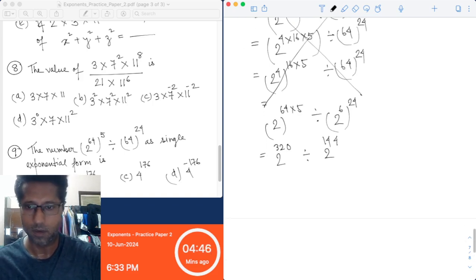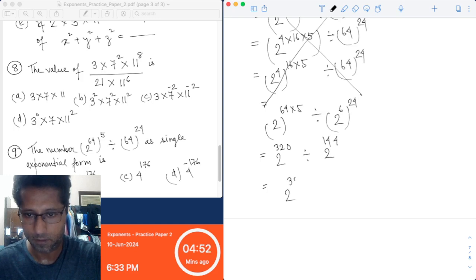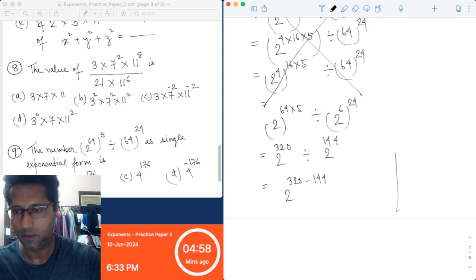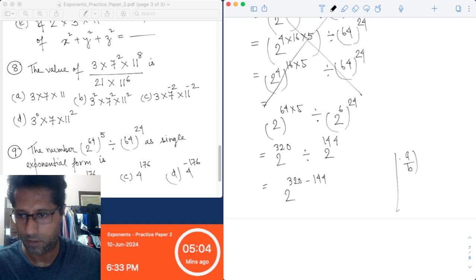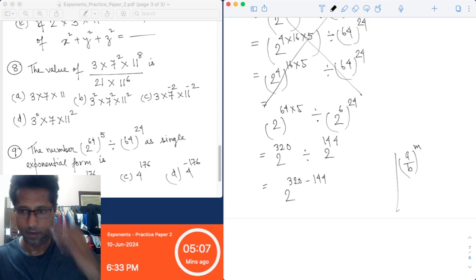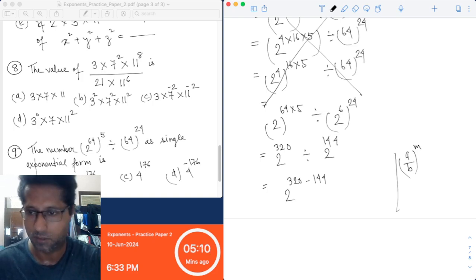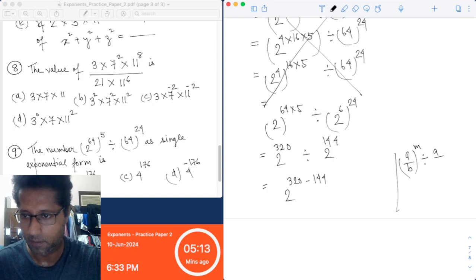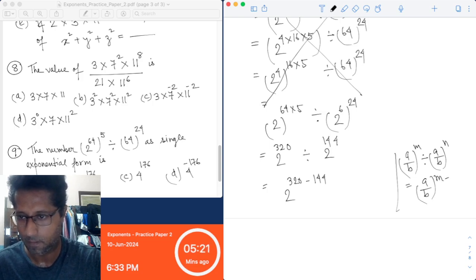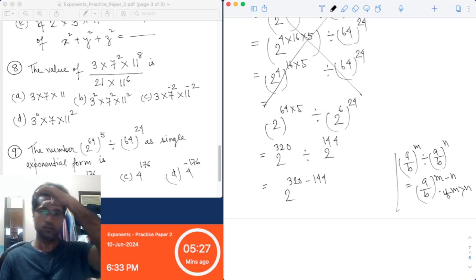Okay, now we know that this is nothing but 2 to the power 320 minus 144. Applying the concept: here a by b is 2, that is a is 2 and b is 1. We know that a by b raised to the power m divided by a by b raised to the power n is a by b raised to the power m minus n, if m is greater than n. Clearly we see that 320 is greater than 144.